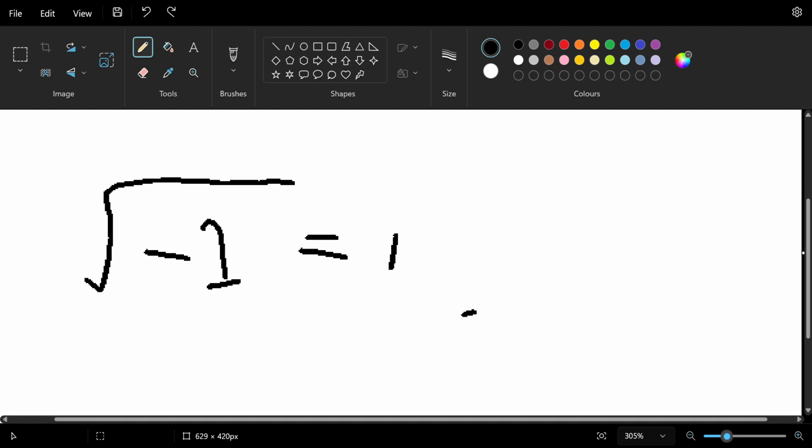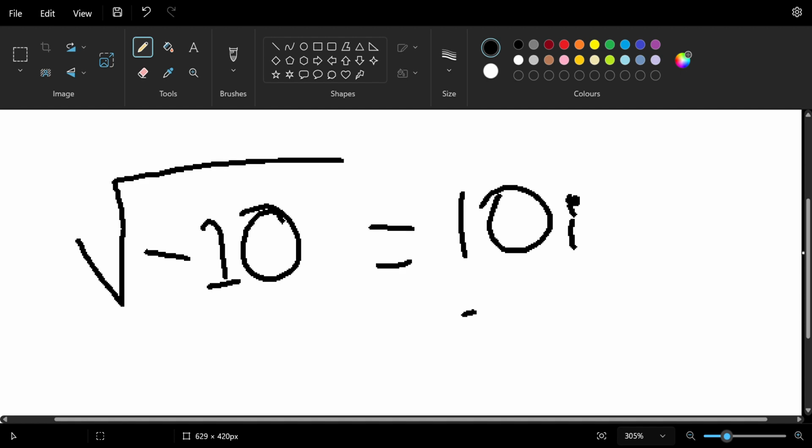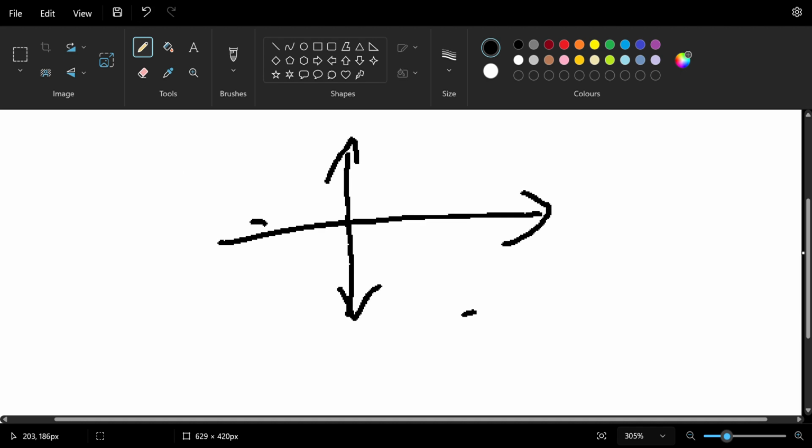And if we want to find the square root of a negative number, we can just write it in terms of i, like 10i, 20i, whatever. And the number line isn't complete because we don't have i. So it is two-dimensional. Here are the positive numbers, negative numbers, positive i and negative i.